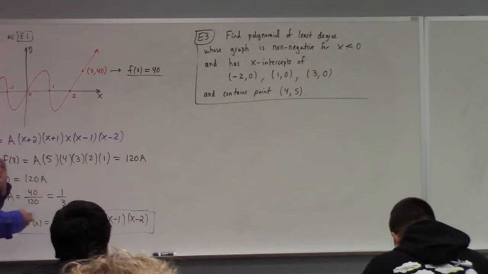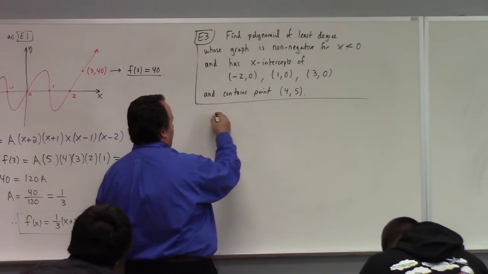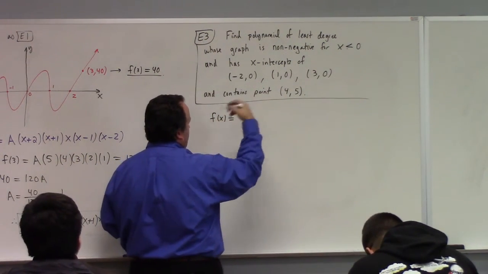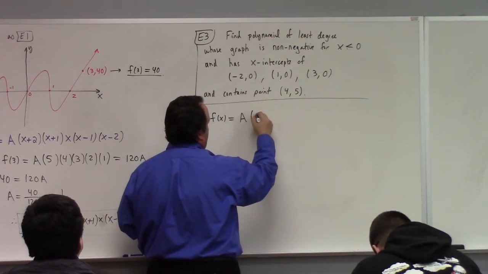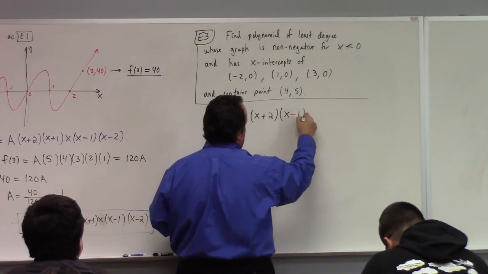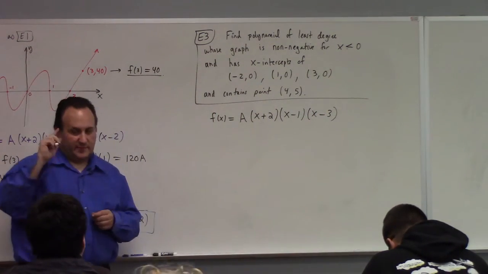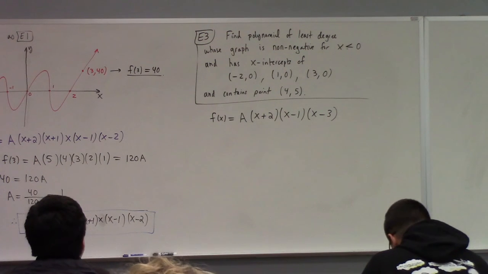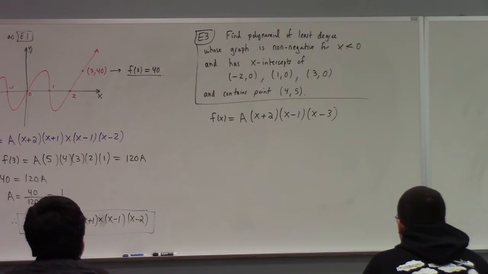So I start out pretty much the same, right? I'm going to want f of x equals some a to adjust, right? If I have an x-intercept at -2, I need an x plus 2, right? I have an x minus 1 from that, and x minus 3. Now we have to think a little bit. I want the graph to do what? I want it to be non-negative for x less than 0. What must happen at -2 for that to be a possibility?